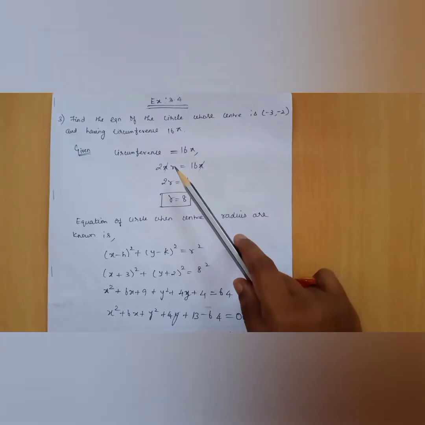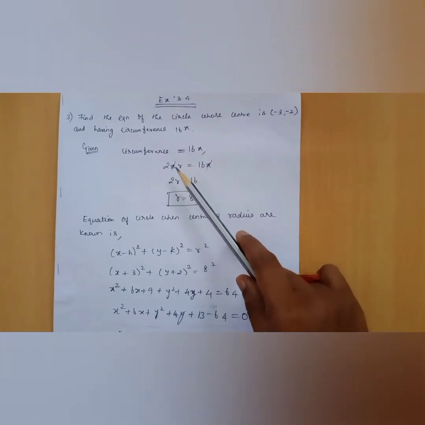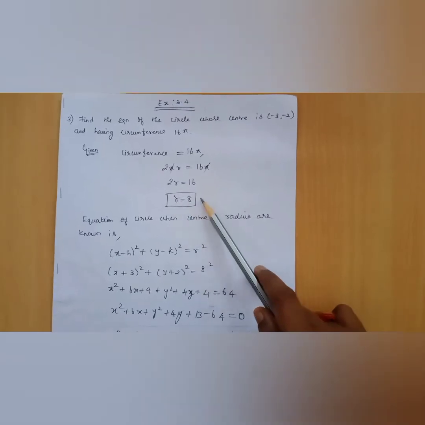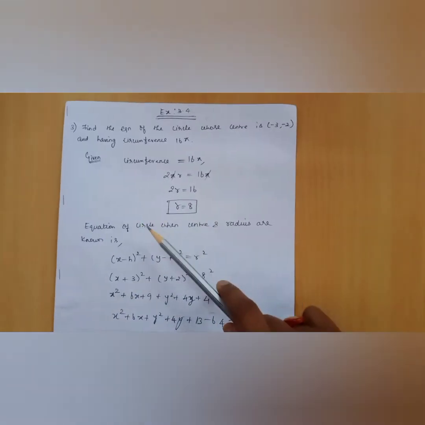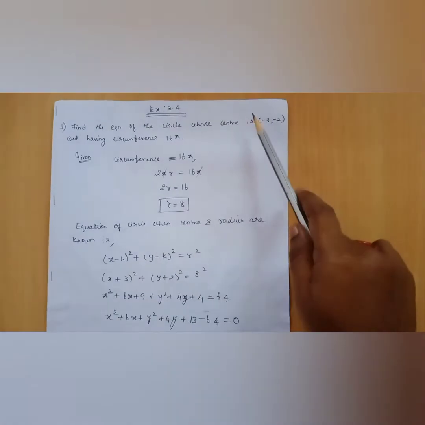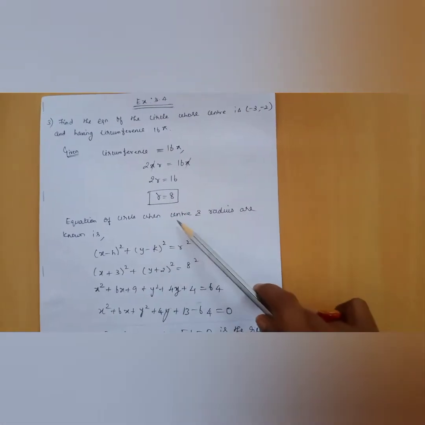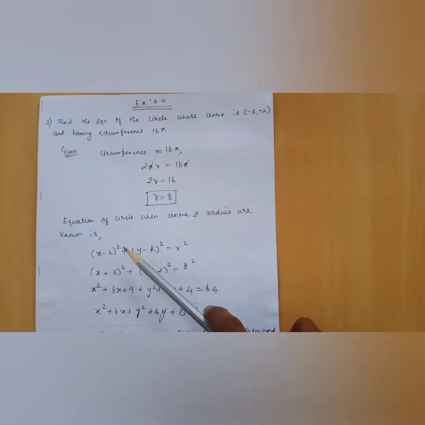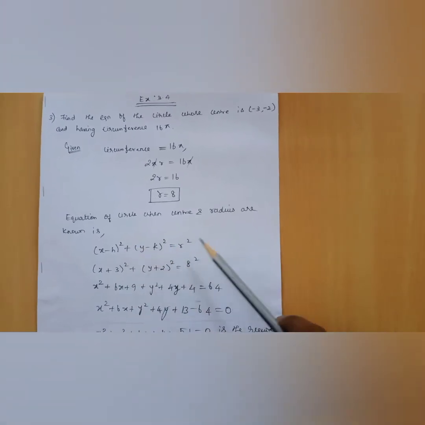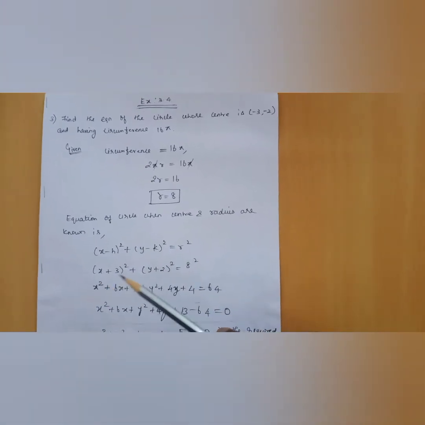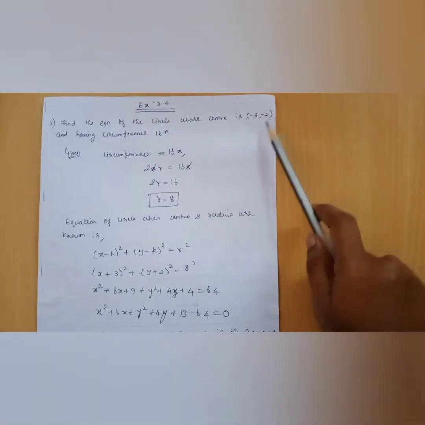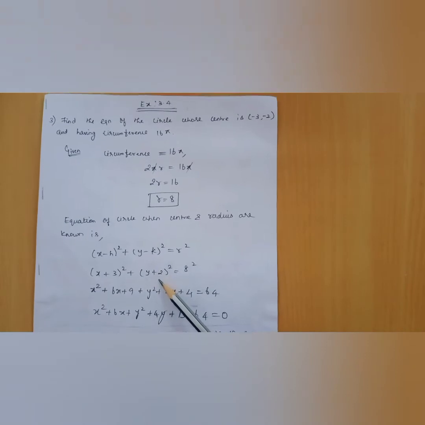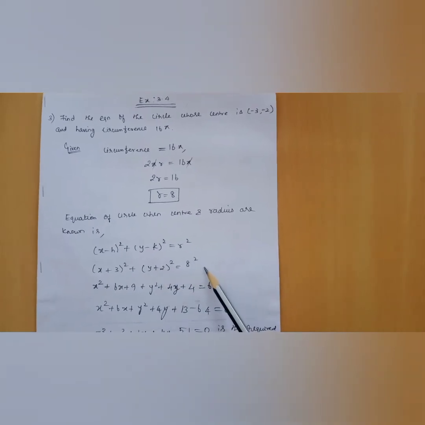And what is the formula for the circumference of a circle? 2πr. So obviously the π will get cancelled. 2r is equal to 16, giving us r to be 8. Now I have the radius, and the center was already given. So the equation of the circle when center and radius are known is (x - h)² + (y - k)² = r². So here it is -3 and -2, so minus of minus will become plus 3. (x + 3)² + (y + 2)² = 8².